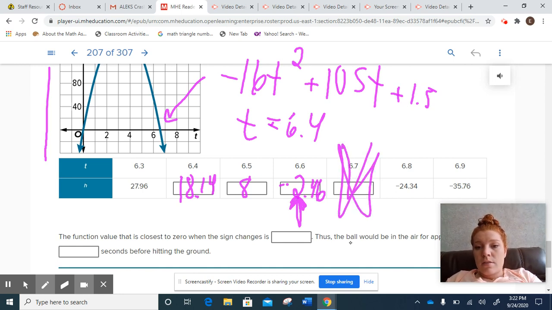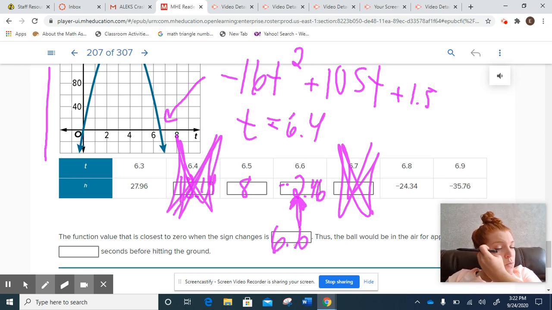I don't even need to try 6.7 because I know that it's going to be more negative. 8 is 8 away from 0. 6.6 is 2.46 away from 0. So this one was already out. So I'm going to go with 6.6. That's the closest one that I'm going to say.